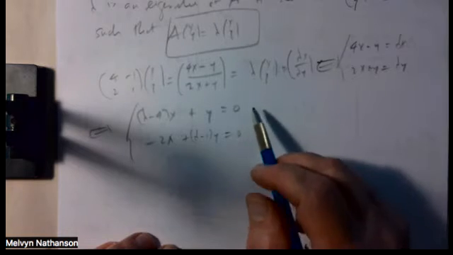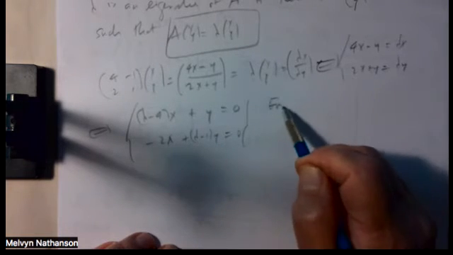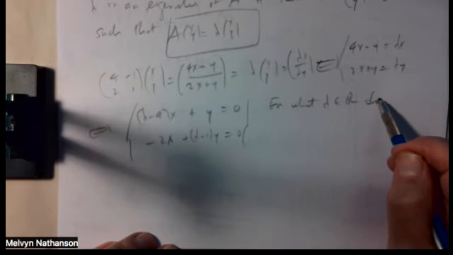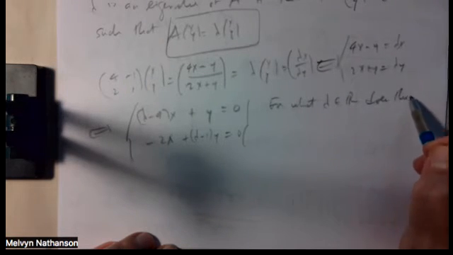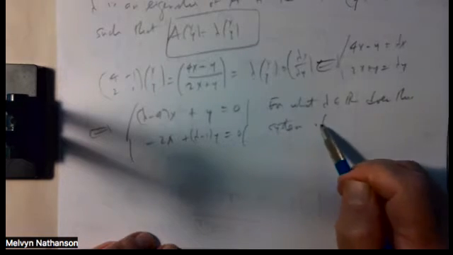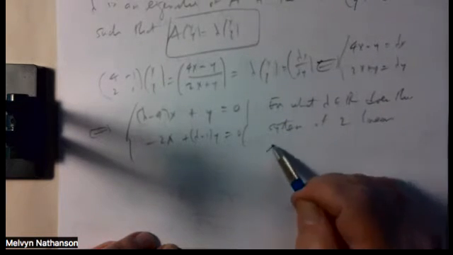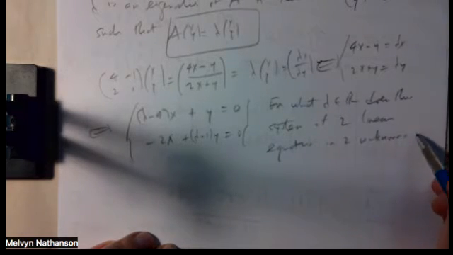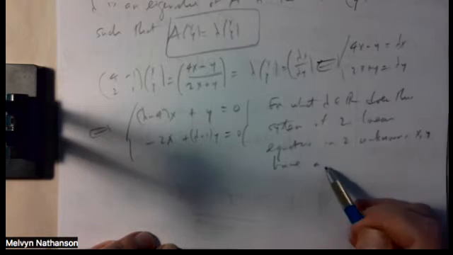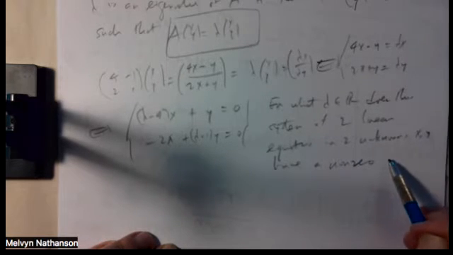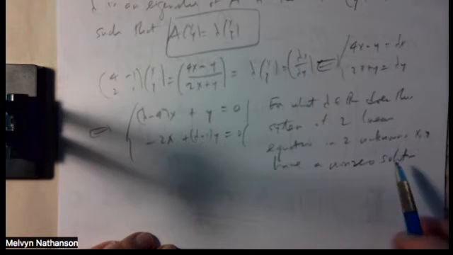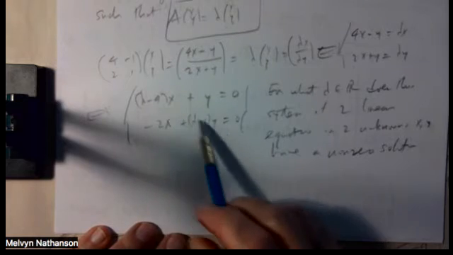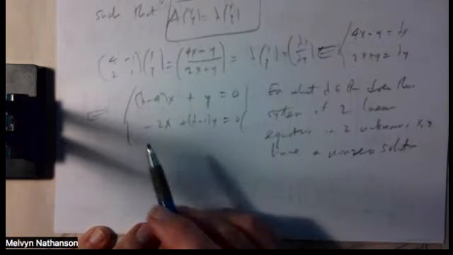And so we want to know for what lambda, real numbers, does this system of two linear equations in two unknowns, two variables, x and y, have a non-zero solution. That means a solution where x and y are not both 0. And that happens if and only if the determinant of these equations is zero.